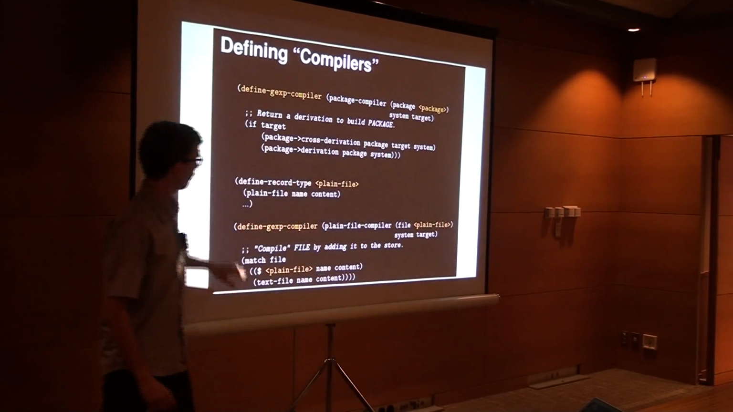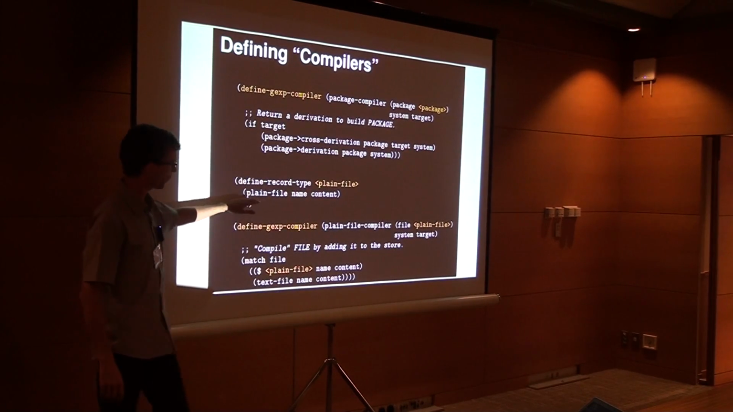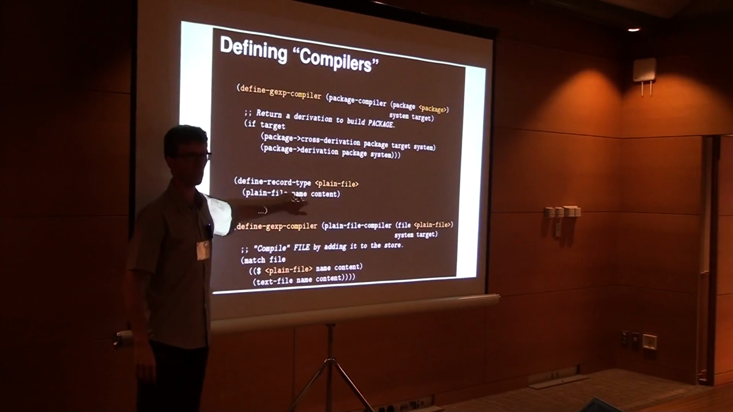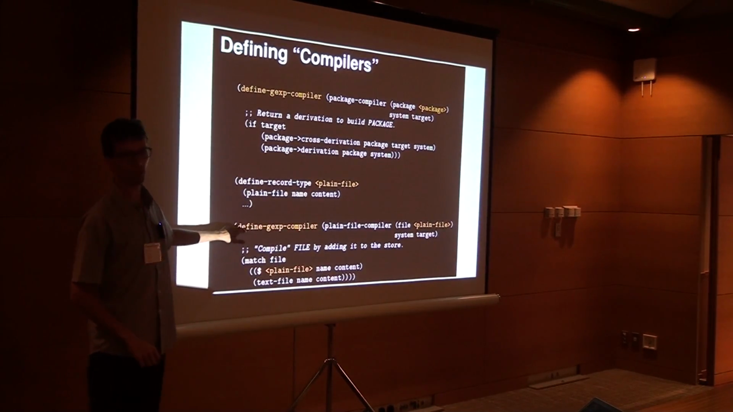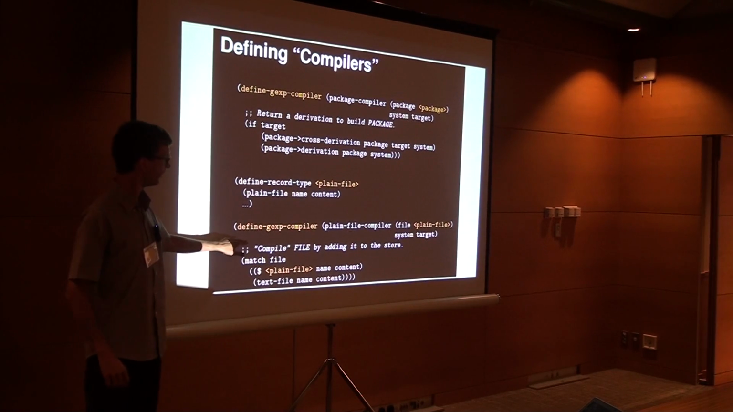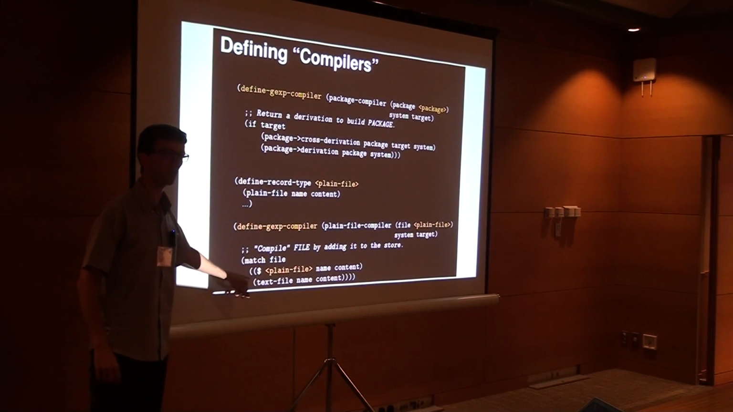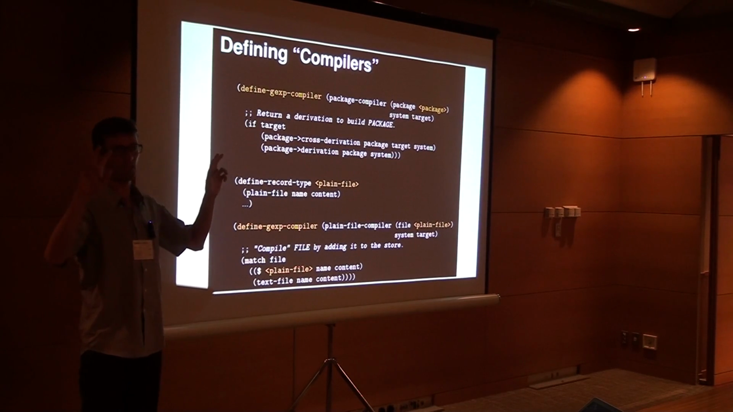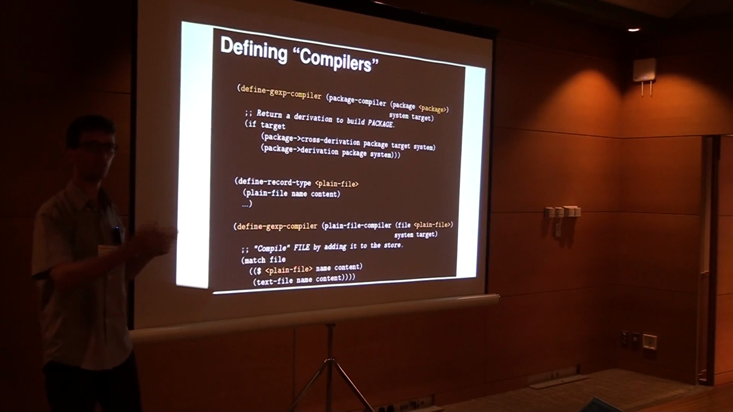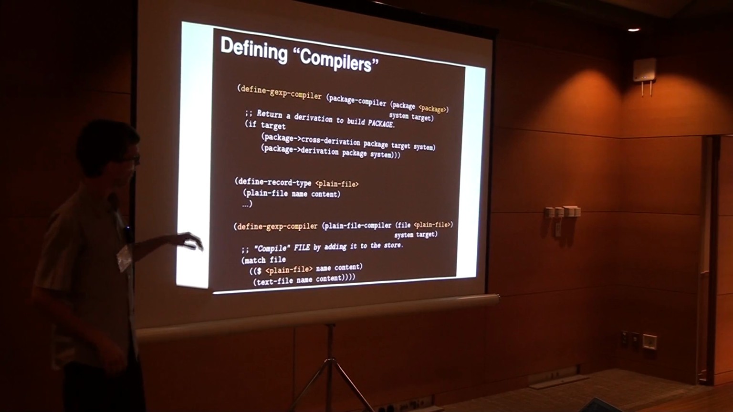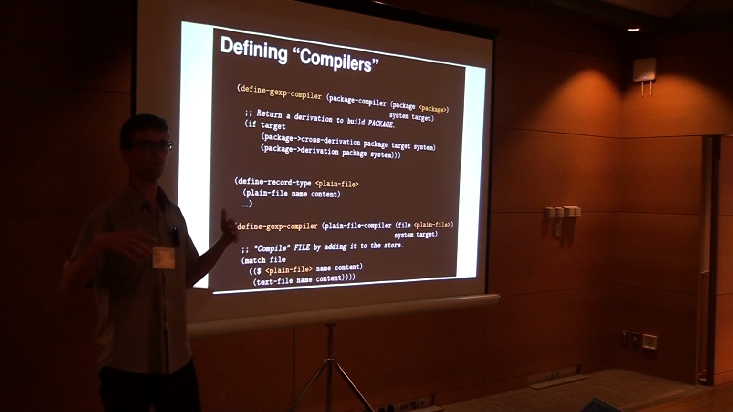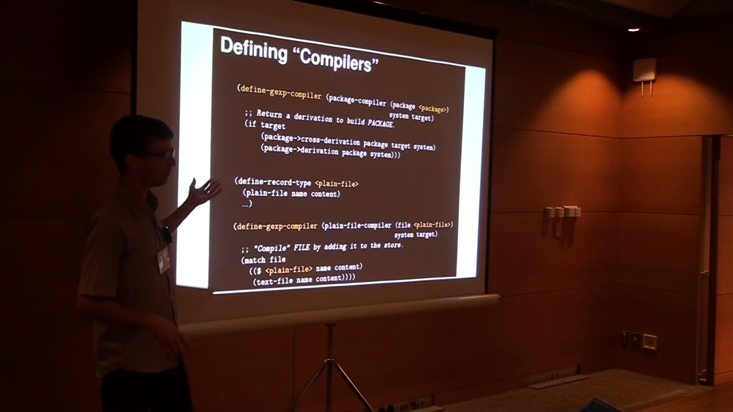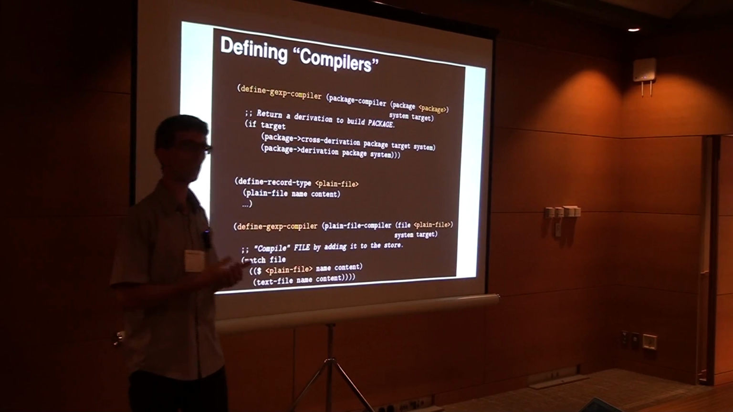So let's say I want to define a new record type. Let's call it plain-file, which takes a name and the content of the file as a string. Then I can write a gexp compiler for that file. That compiler will simply, let's say, intern that file into the store, into that GNU store directory. And so we can build basically arbitrary records like this and have them be handled automatically by the gexp code.